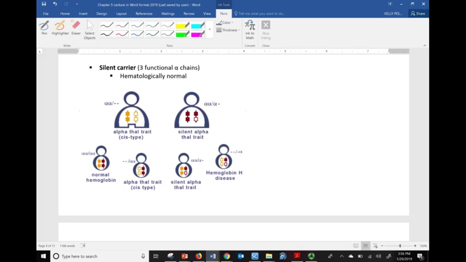So they could have a normal child. The mom gives a chromosome that has 2 functional genes, and the dad gives a chromosome that has 2 functional genes, and so they would have normal hemoglobin. They could also have a child with alpha thalassemia trait, just like what the mom has. 2 of the genes are missing. They could have a child that is a silent carrier, just like the dad is. Or they could have a child with hemoglobin H disease, and in this case, then there would only be 1 functional alpha globin gene.